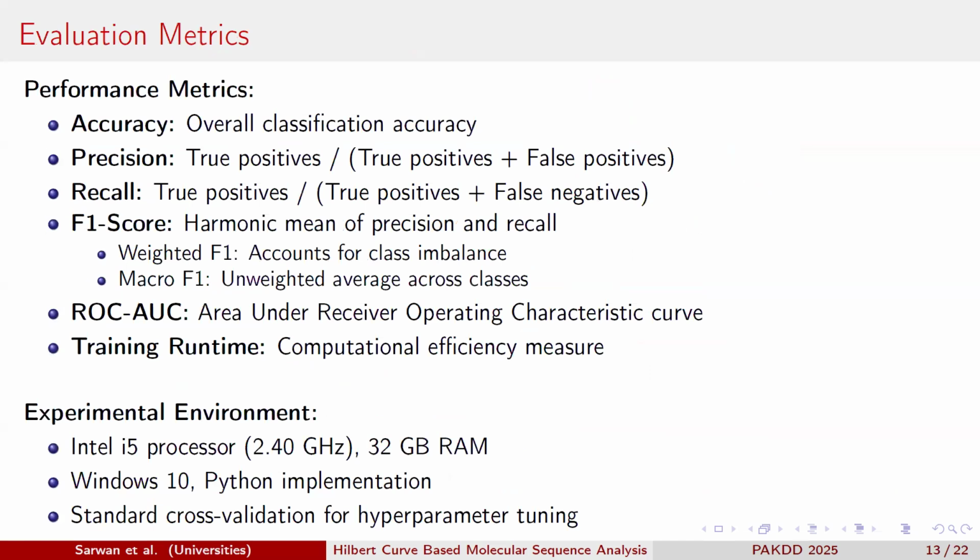We evaluated performance using standard classification metrics like accuracy, precision, recall, F1 score, and ROC. We use both weighted and macro F1 score to account for the class imbalance, and measure training runtime for computational efficiency assessment. All experiments were conducted on standard hardware with proper cross-validation for hyperparameter tuning.